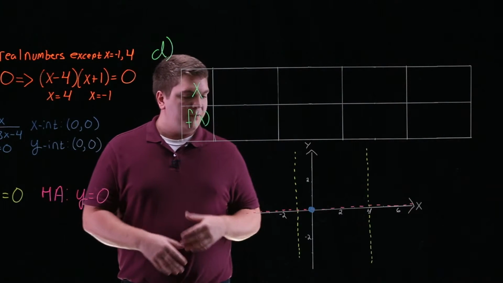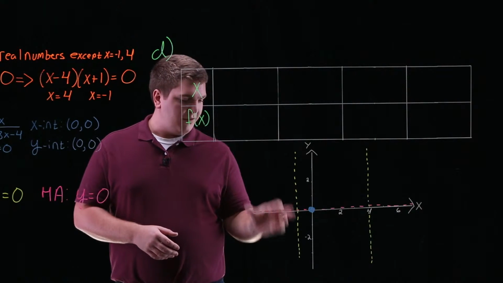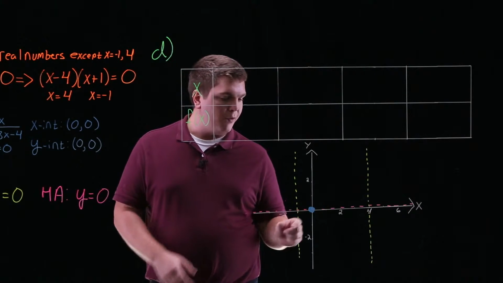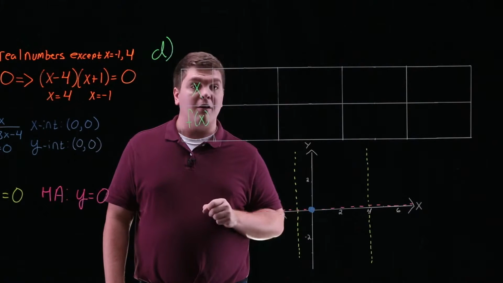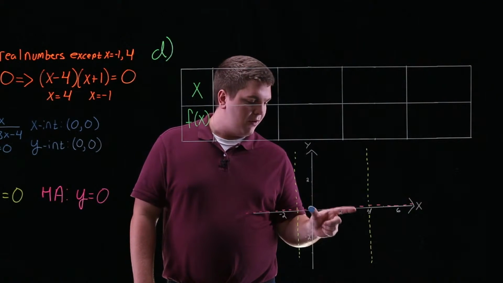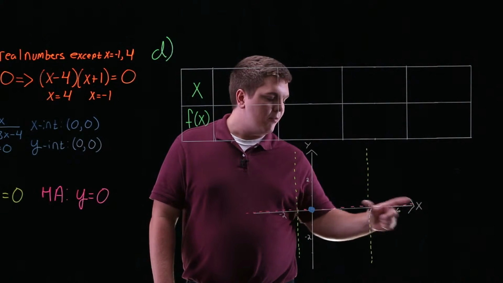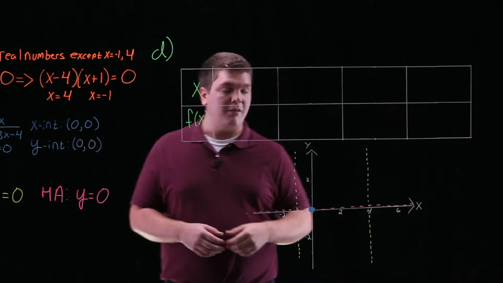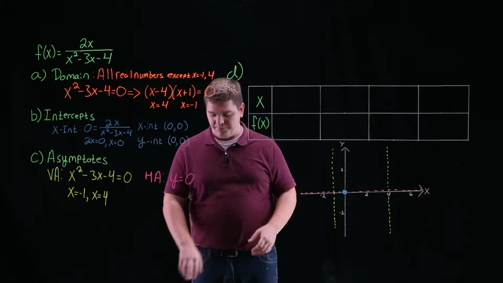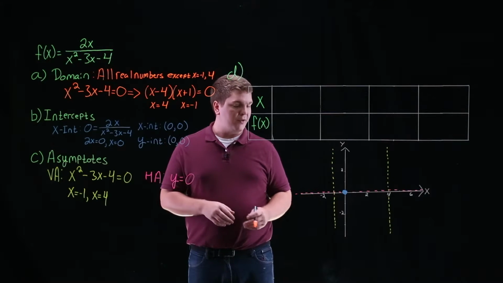So now what we want to do is plot some points. We want to think about plotting some points to the left of this asymptote, plot a point between our asymptote and our x-intercept/y-intercept, plot a point between our x-intercept and the other asymptote, and then plot another point somewhere out here to the right of the asymptote x equals 4. So let's go ahead and start plotting some points.